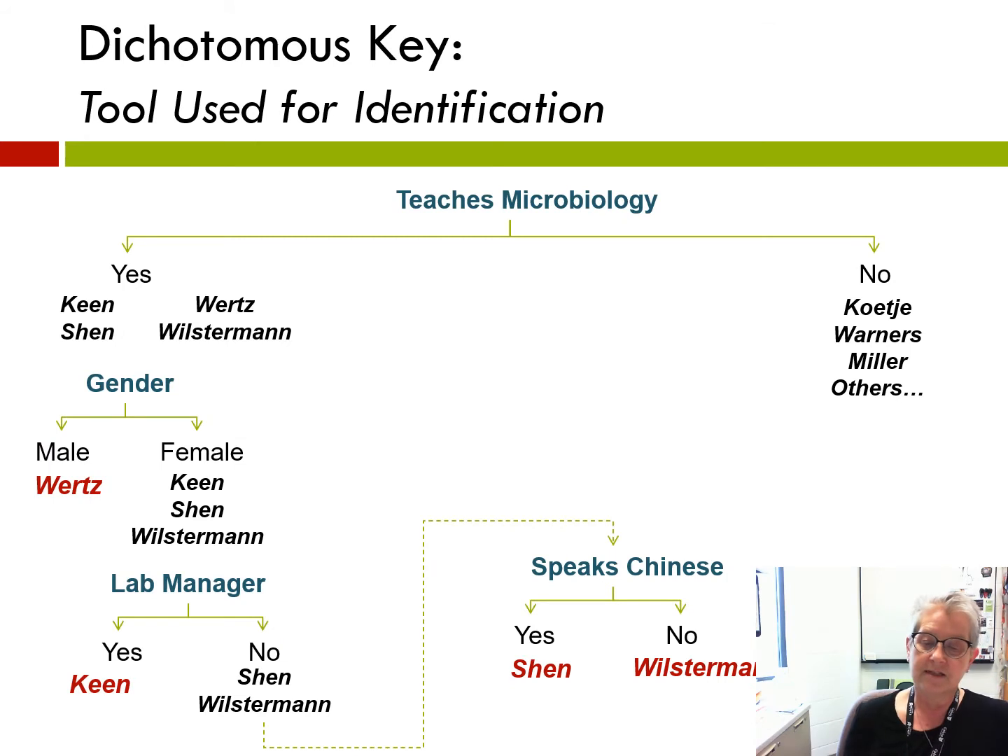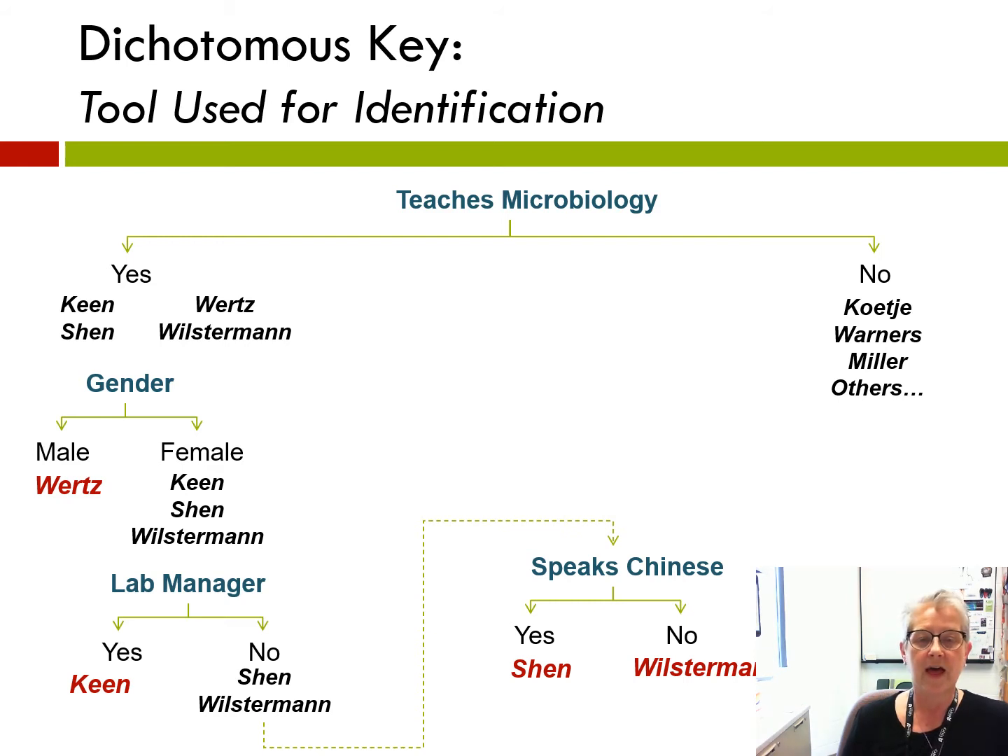So let's do a simple dichotomous key. If we wanted to sort out all of the faculty, or people who teach in the biology department at Calvin, how could we sort them out so that each one had a unique pathway, a unique set of yes-no questions to lead to their identification? Well, first we could start by asking, who teaches microbiology? Does the person teach microbiology, yes or no? The answer yes gives us 4 people: Keen, Shen, Wirtz, and Wolsterman.